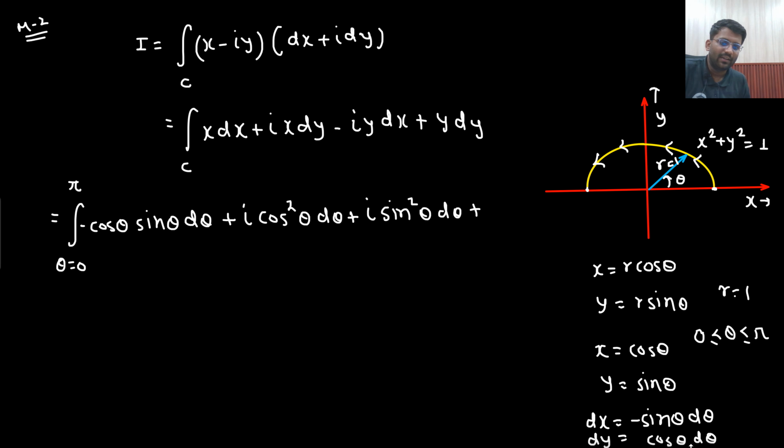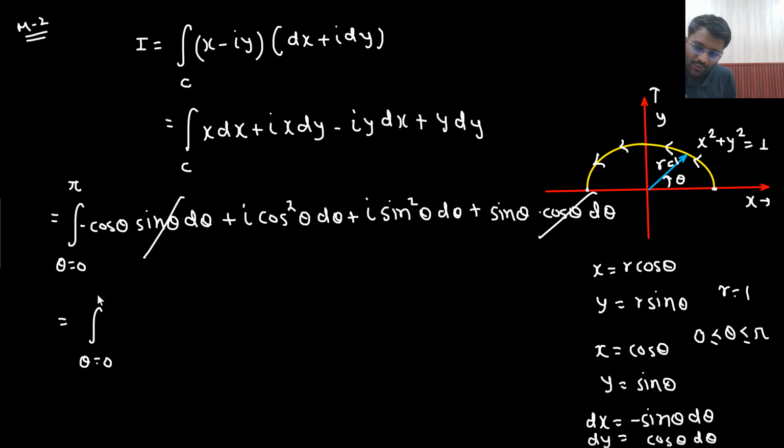What will be y dy? Y dy will become sin theta cos theta d theta. So this and this are getting cancelled out. What you are getting, theta going from 0 to pi, iota you take outside, cos square theta plus sin square theta is 1, d theta. So what is the answer? Iota pi.